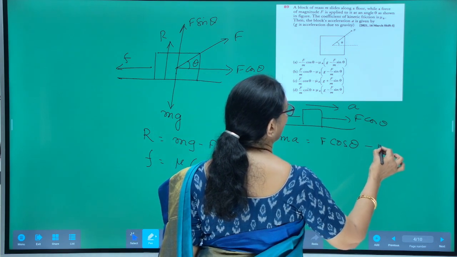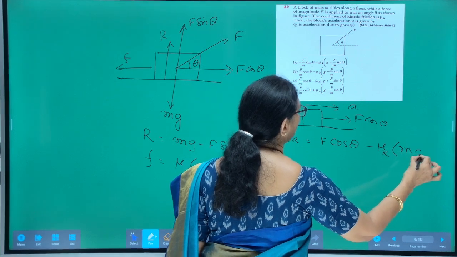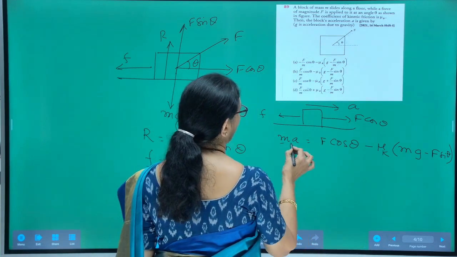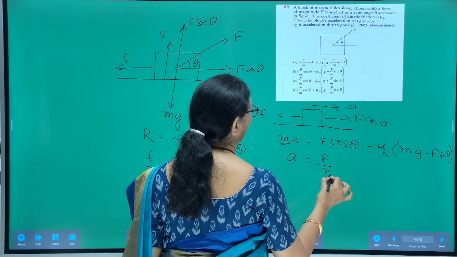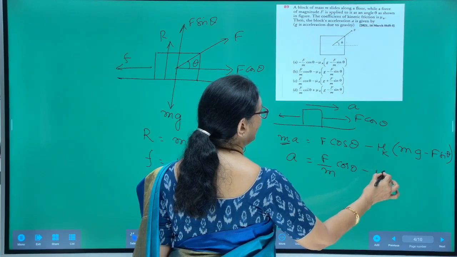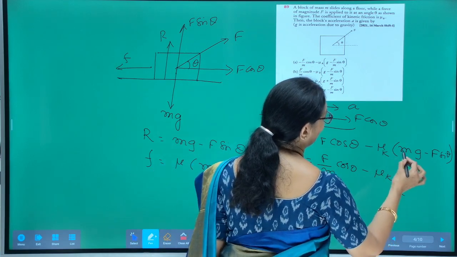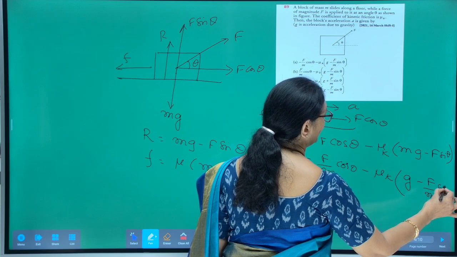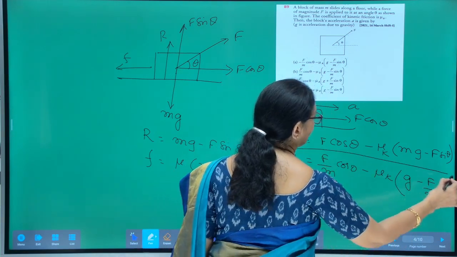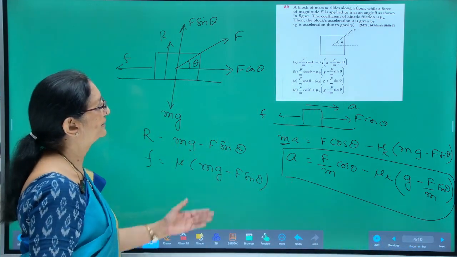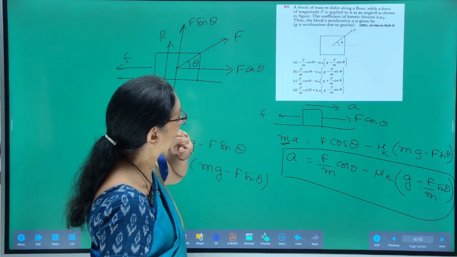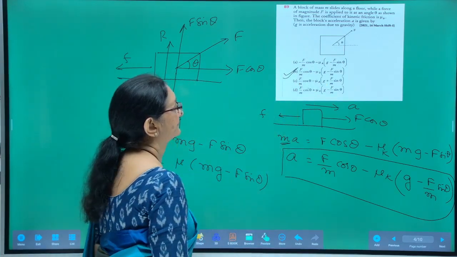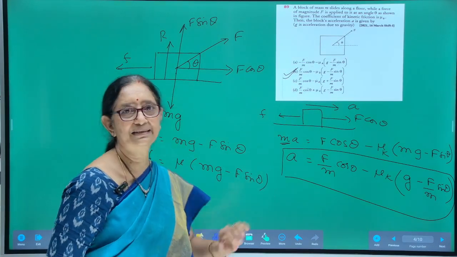Frictional force is mu k of mg minus F sin theta. So, acceleration is, if you bring this to this side, F by m cos theta minus mu k, whole thing divided by mass m, and m gets cancelled, g minus F by m sin theta. This is the acceleration produced. Look at the option, F by m cos theta minus mu k, g minus F by m sin theta, this is the answer. Okay? So, that is the right choice.